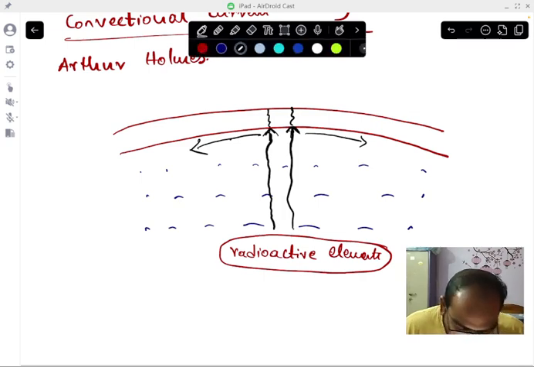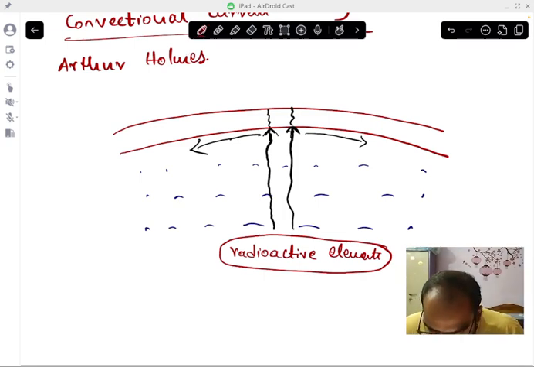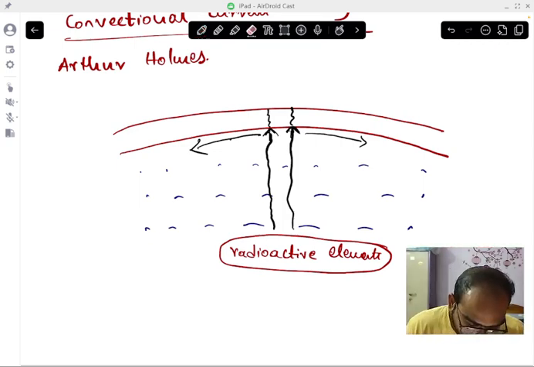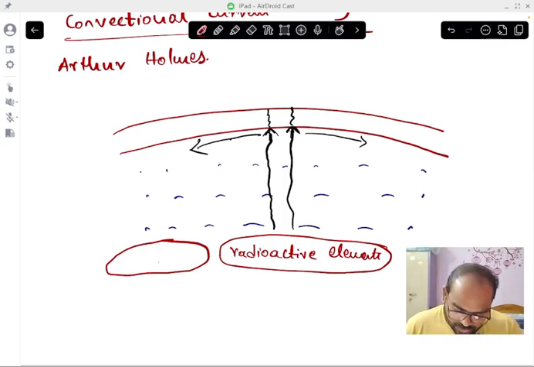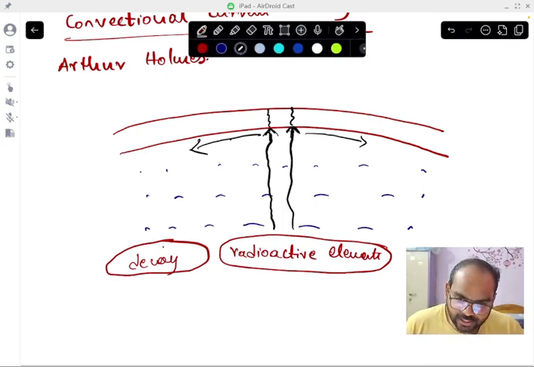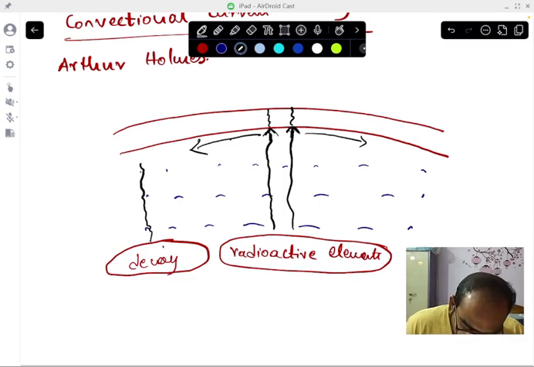And here also there are radioactive elements. Here also decay is happening. In this area also there is rising magma. It hits the crustal part and develops cracks here and gets diverged.